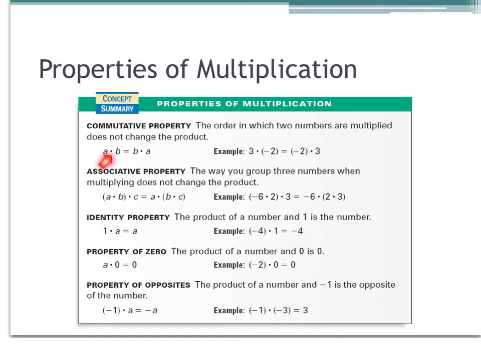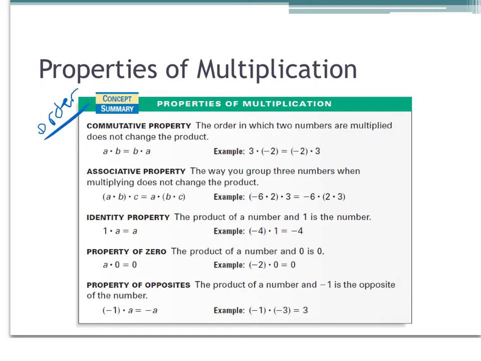And in the algebraic version here, or model, we have a times b is the same as b times a. So we know that 3 times a negative 2 is the same thing as negative 2 times 3. So again, I want to talk about the commutative property as this thing that we deal with when we're talking order.